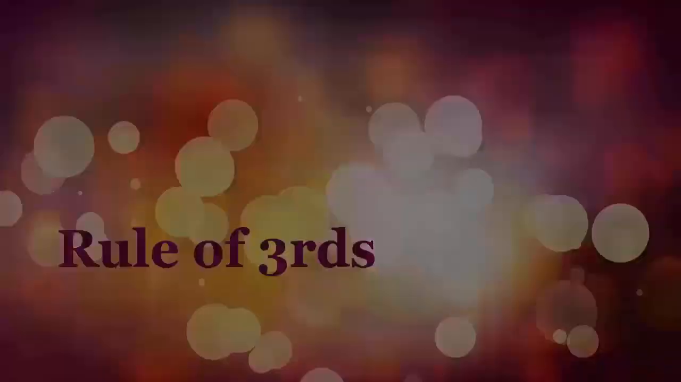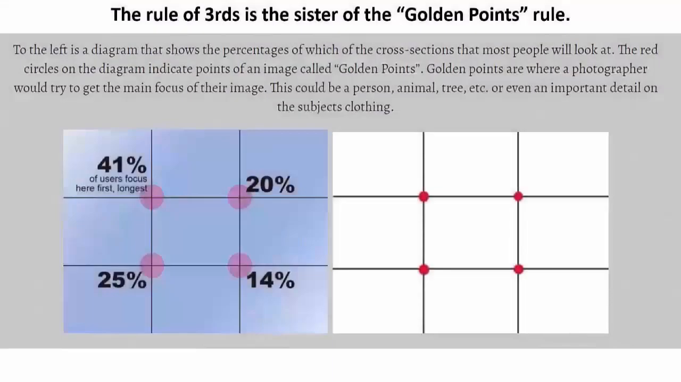The rule of thirds is the sister of the golden points rule. They're very similar. To the left is a diagram that shows the percentages of which of the cross sections that most people will look at. The red circles on the diagram indicate points of an image called golden points. Golden points are where a photographer would try to keep the main focus of their image. This could be a person, an animal, a tree, etc., or even an important detail on a subject's clothing.